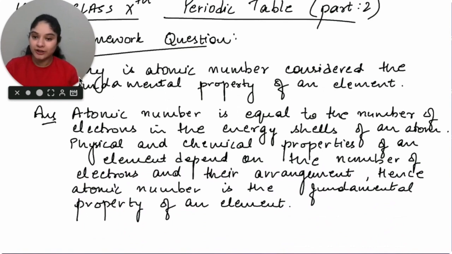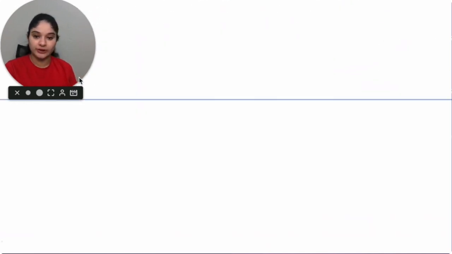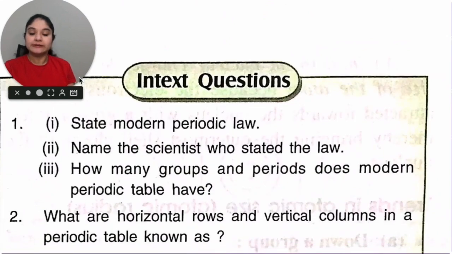You can take a screenshot of it and write it down, whatever works for you. Let's move on to the questions that we have to discuss today. The first question is, state the modern periodic law. The modern periodic law states that the properties of elements are the periodic function of their atomic number. That means based upon the atomic number, the properties change and they are repeated over a period of time.